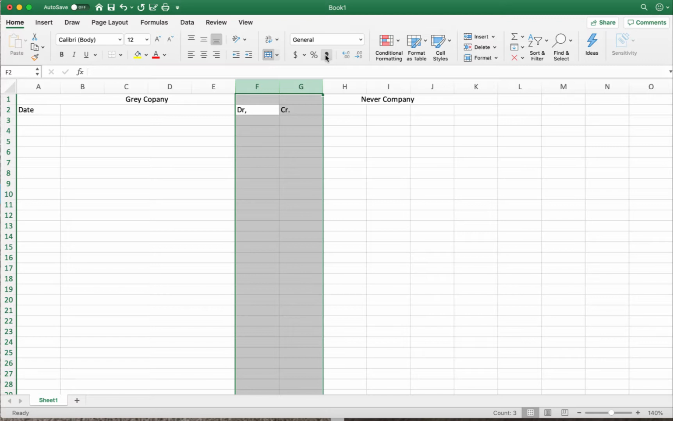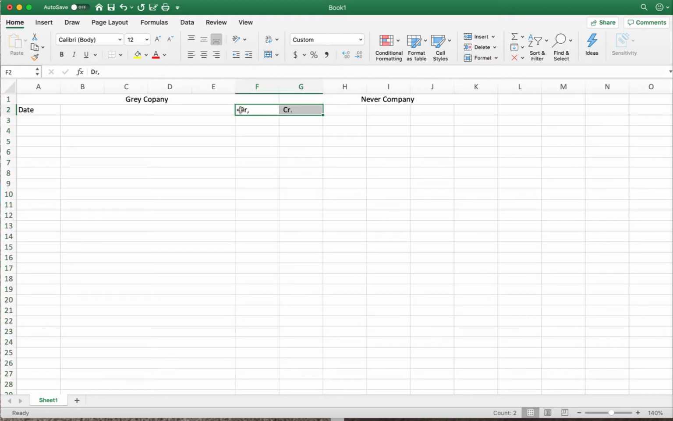So I'm going to click my comma, which is right here, comma style, and I'm going to click twice on decrease decimals, 1, 2, okay? And then I kind of want, or I do want, my debits and credits centered. Just the titles, not the numbers. The numbers will come in as they should, okay? So I'm going to do the same thing for the Never Company, right? Date. I'm going to merge and center.